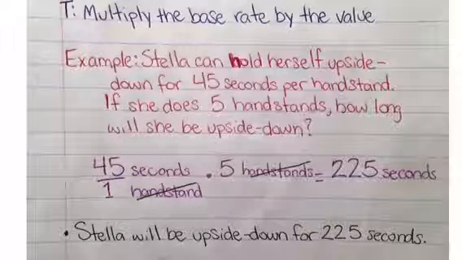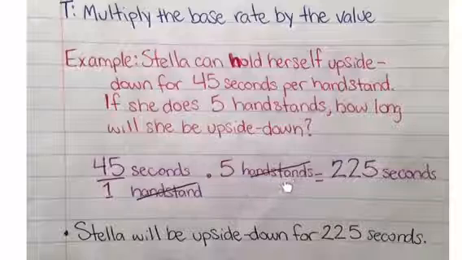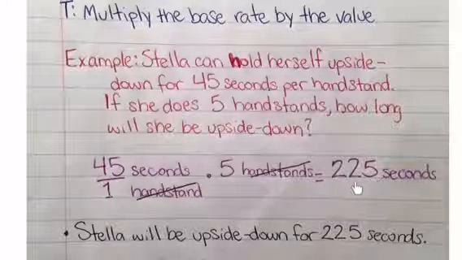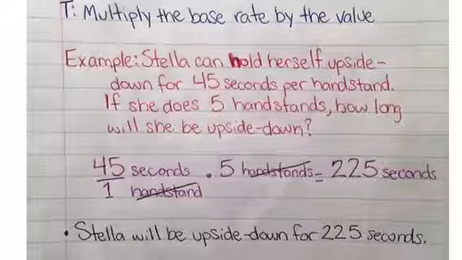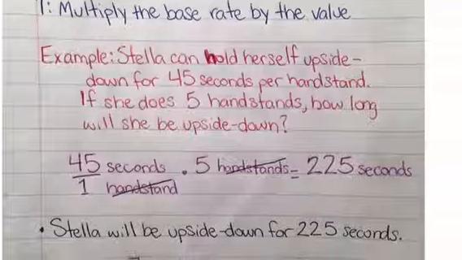Then, here you see our new value that we're shooting for. How many seconds per 5 handstands? You just multiply it straight across. Now, it says here the answer is 225 seconds, which is correct. But I want to show you how you're going to be doing it on your papers, which we learned how to do on Friday, but we're going to try it one more time.